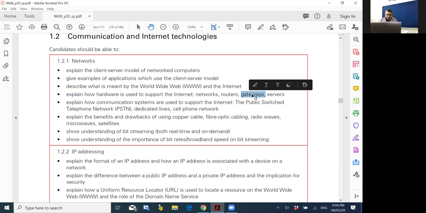Gateways can also act as routers. As I said, routers can also be called gateways. They can act as firewalls or the servers themselves. In other words, any device that allows traffic to flow in and out of the network is a gateway. It can be wired or wireless.